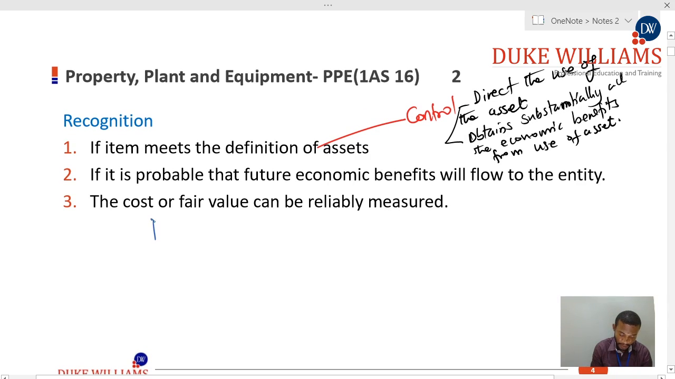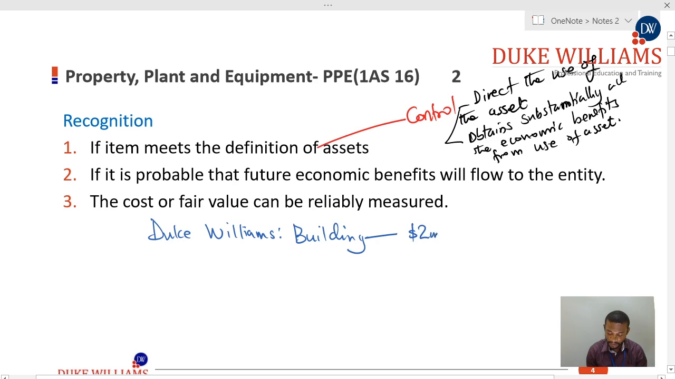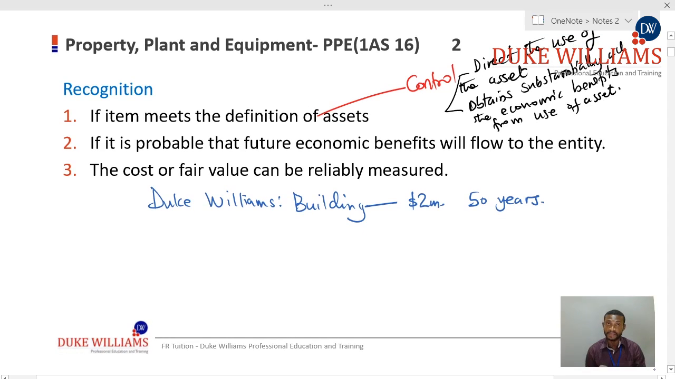Now, let's see that as an institution, Duke Williams, we own a building. And this building is used for our classes, our tuition. So what it means is that if this was acquired, let's say at a cost of $2 million, and we expect that it will last for the next 50 years. And the intention for buying this building is for use to provide tuition.